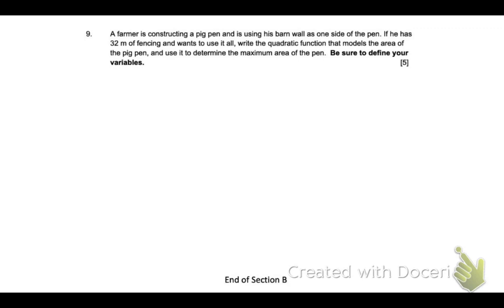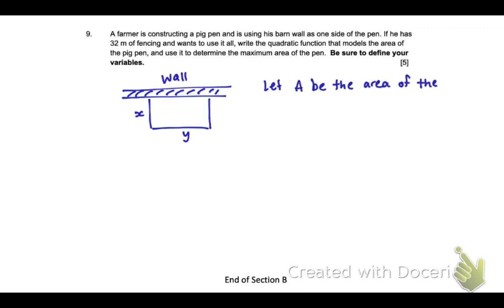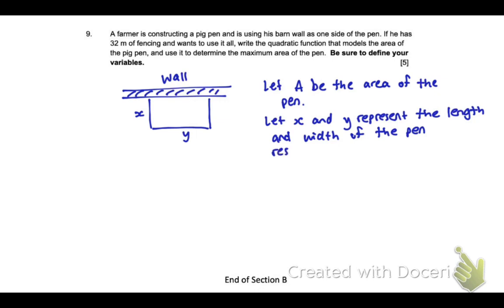Let's start with a useful diagram. So let's define some variables first. Let A be the area of the pen. Let x and y represent the length and width of the pen, respectively. Since we're given 32 meters of fencing, one of our equations has to be that 32 is equal to 2x plus y.